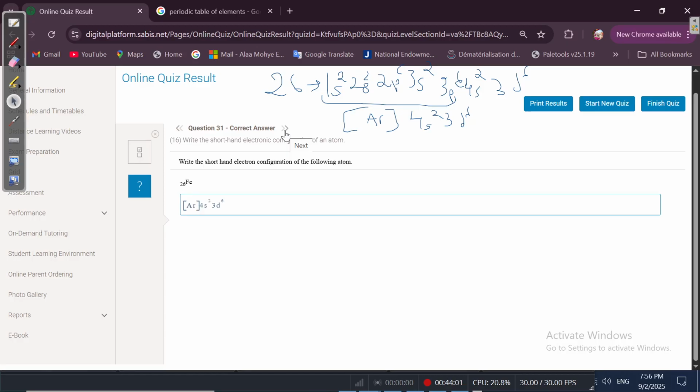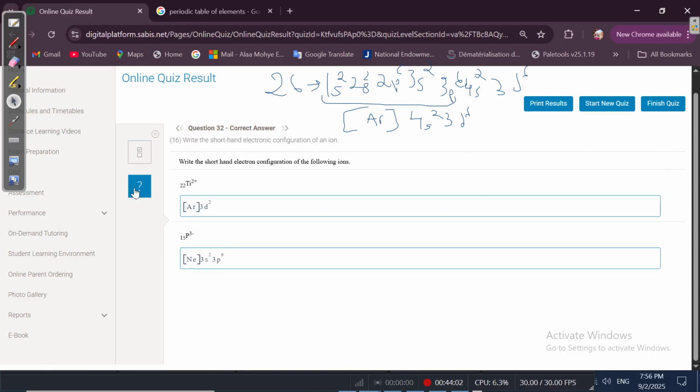Moving on. Okay, here what do we have? Write the shorthand electronic configuration of the following ions. Let me actually not erase. Let me not erase, and it's probably going to be beneficial.